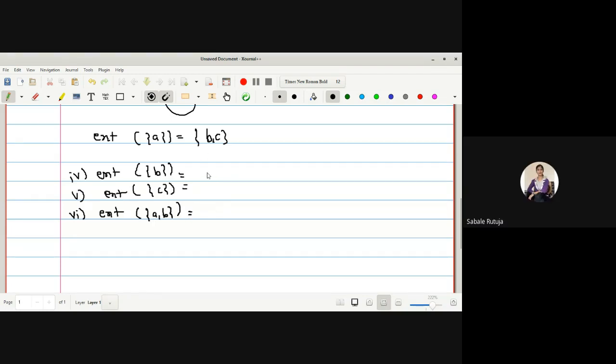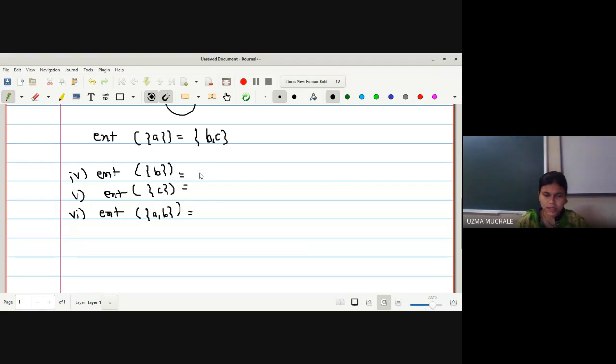Singleton A. Is it singleton A or B? Okay, let me find out, it is the interior of B complement. What is the complement of B? It is nothing but A comma C. Now, what is the largest open set in AC? Okay, we have to find out one open set which is contained in AC.